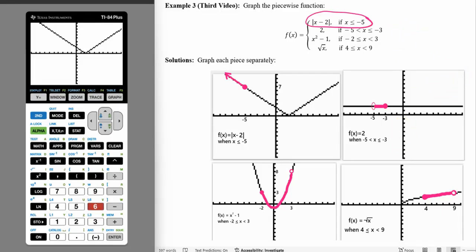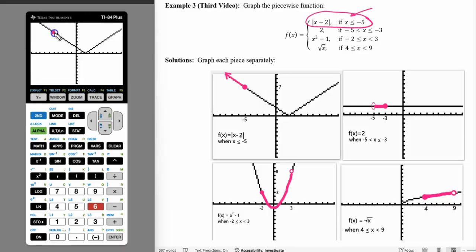But I don't want the whole graph. I'm told which piece of it I want. I only want it when my x values are less than or equal to -5. So I start at -5. 1, 2, 3, 4, 5. There's -5, and that's x equals -5. So I start on the graph with the point that has x equals -5.